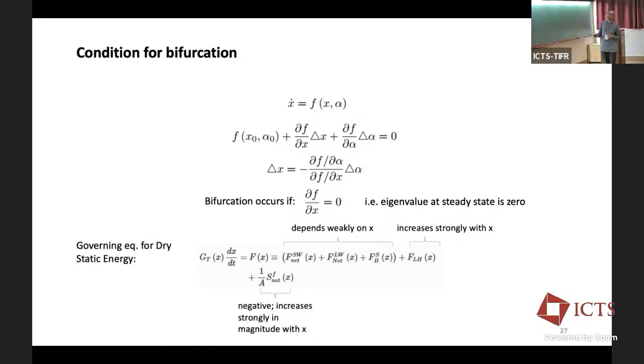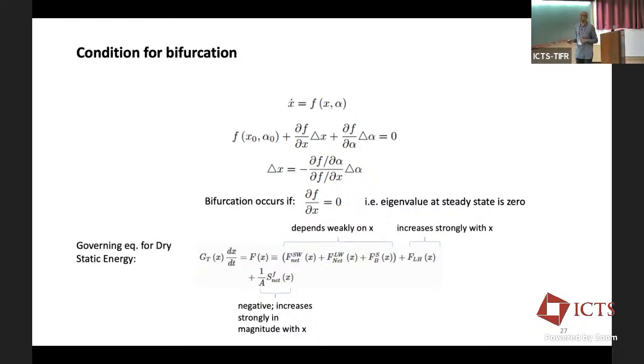And if you go back to the governing equation, then we look for bifurcations or their absence by looking at contributions to the eigenvalue. And so it turns out that this moisture advection feedback, the central destabilizing effect in the previous accounts of monsoons as tipping points, increases with X.